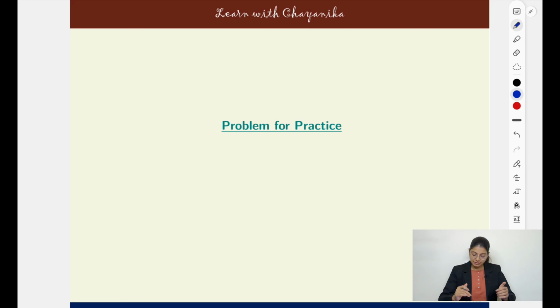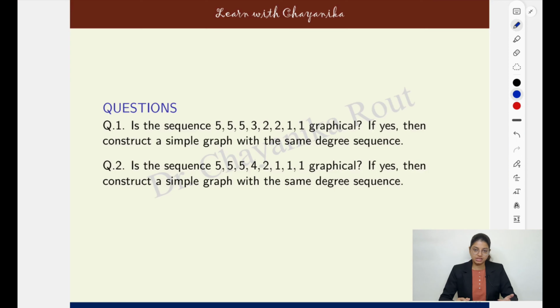Now for your practice, I will be posting some problems. So now we have arrived at the practice session. I am posting here 2 problems based on the Havel-Hakimi theorem. There are 2 sequences given here. You have to check if these sequences are graphic sequences. First check whether they are degree sequences by finding the sum. Then check whether they are graphic or not by applying the Havel-Hakimi theorem. If they turn out to be graphic, then construct the simple graphs that will have these sequences as the degree sequences. So solve this problem separately, and I will discuss the solution with you in the very next lecture. So that's all for today.